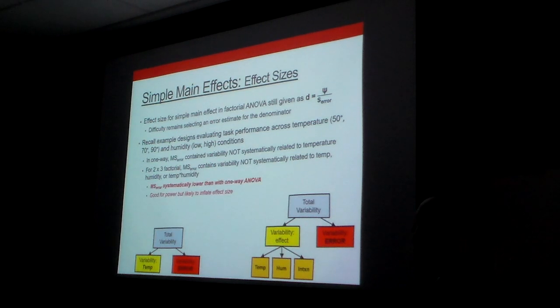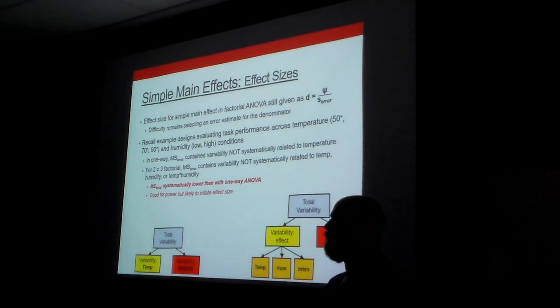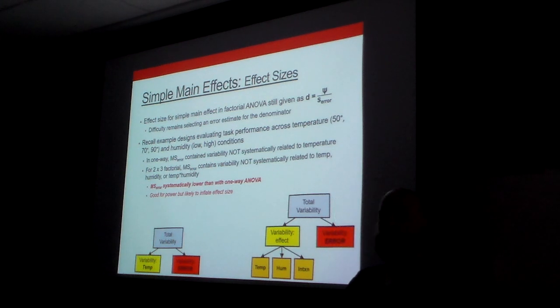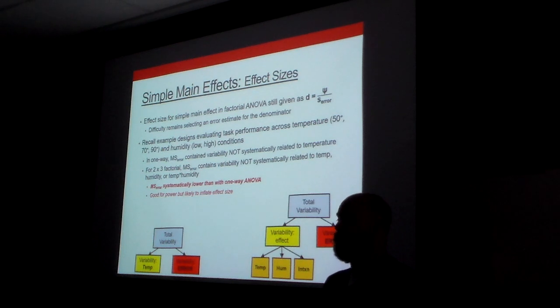Now, because my mean squared error is systematically lower in my factorial design, what does that end up doing to my tests of effect? For my pairwise test, remember, one of the things we can do with our one-way design is say, if you have equal sample size and you haven't violated homogeneity of variance, we can pull that mean squared error term, take the square root of that, and that's going to be your standardizer. That's a fair thing to do. If I do the same thing in my factorial design, what's going to happen to my effect size?